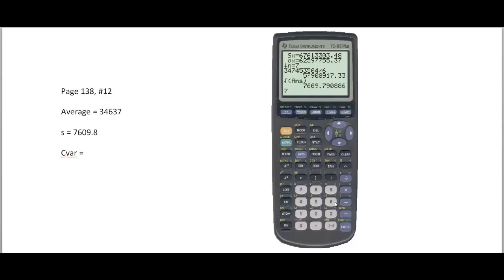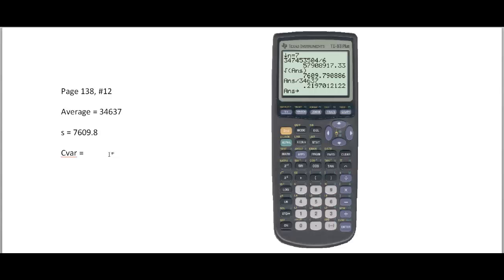So I'm going to take my 79. Actually, you know what? I'll just do a little lazy thing here. I'm going to go my answer divided by, because it's my 7,609, divided by my 34,637, and I get my CVAR, which is roughly 21.97, so we'll just round that to 22 percent. Okay, so that was for Europe.